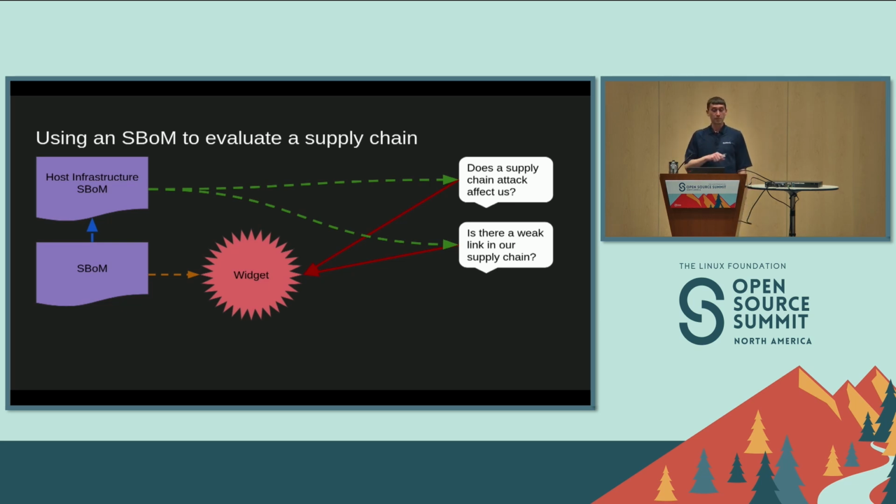And this, in particular, is really useful to answer questions about supply chain attacks and things like that. Like, was my host infrastructure compromised when I built this widget? Or if there's a weak link in your supply chain, like, are all of our builds depending on the random developer in Nebraska, and when they quit, what are we going to do then? So, we want to be able to keep making products. We need to be able to answer those questions, and that's where these host infrastructure SBoMs can come into play.